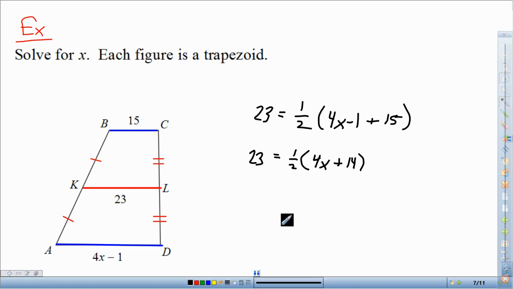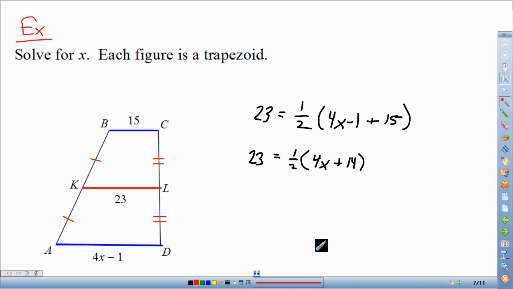All right, so here's something I want to remind you guys of. We actually have options with how we go from here. Here's option number 1. We can distribute the 1/2 into the parentheses. Okay, and I'm looking at my problem. These are both even numbers. That's gonna work out nicely. I'm gonna get rid of my fraction that way.